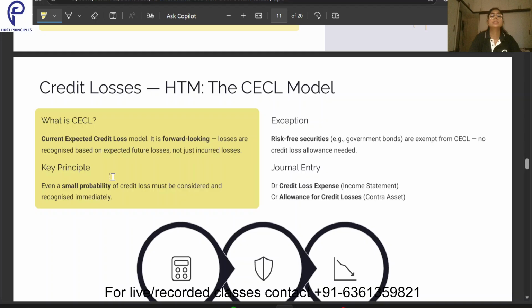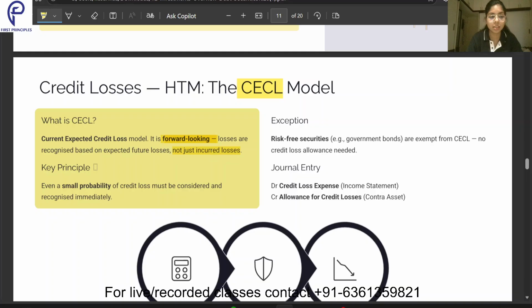Coming to the credit losses. Now in case of held to maturity, whenever we have a credit loss, that's why we have the CECL model, the current expected credit loss model, which is a forward looking model. That means what can happen in the future, what can be the expected future losses, not just the incurred but the expected future losses.